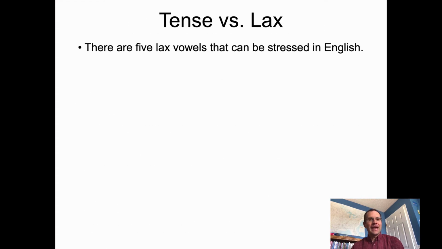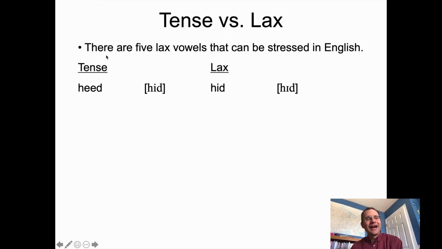So there are five lax vowels that can be stressed in English. If you are having a hard time determining the difference between tense and lax vowels, I'm just going to walk you through it step by step here. Each lax vowel has a tense vowel counterpart, sort of. So heed and hid, I talked about these two before, but ee is the tense vowel counterpart of ih, which is also a high front vowel, just not as high and front as ee. The eh in head goes along with the ay in hayed. You can think of those as a pair.